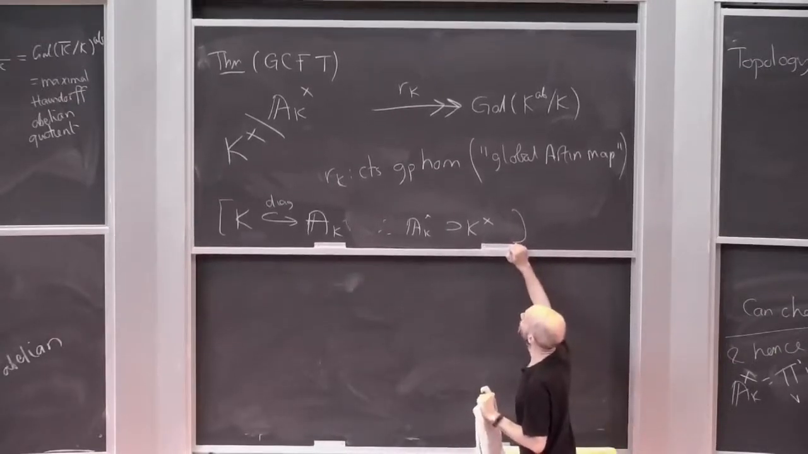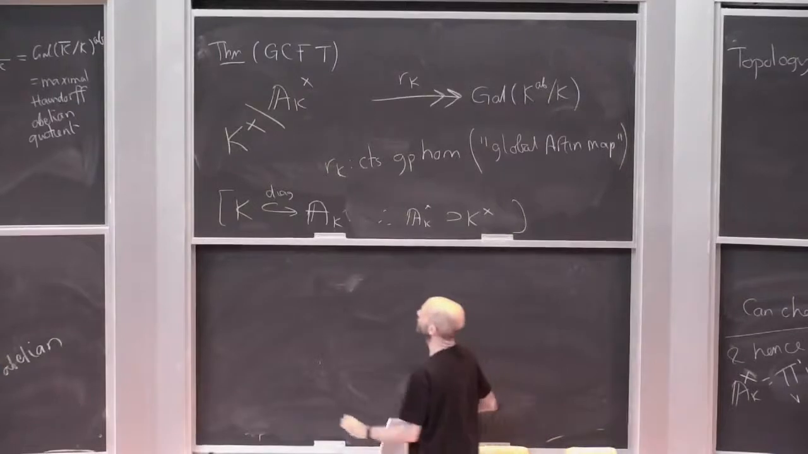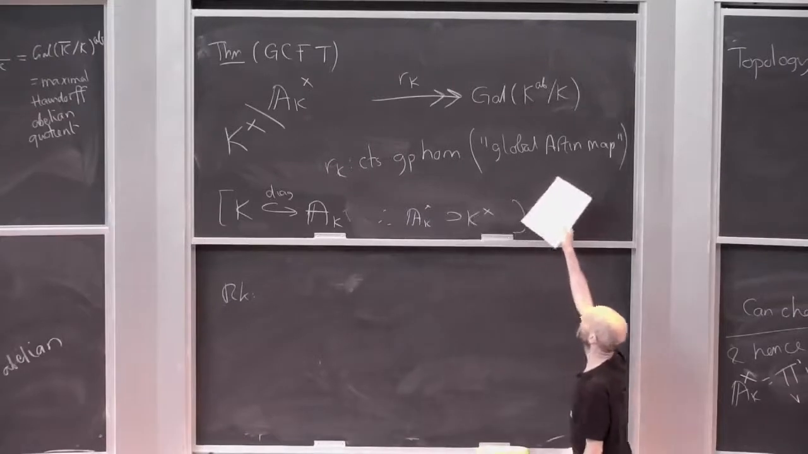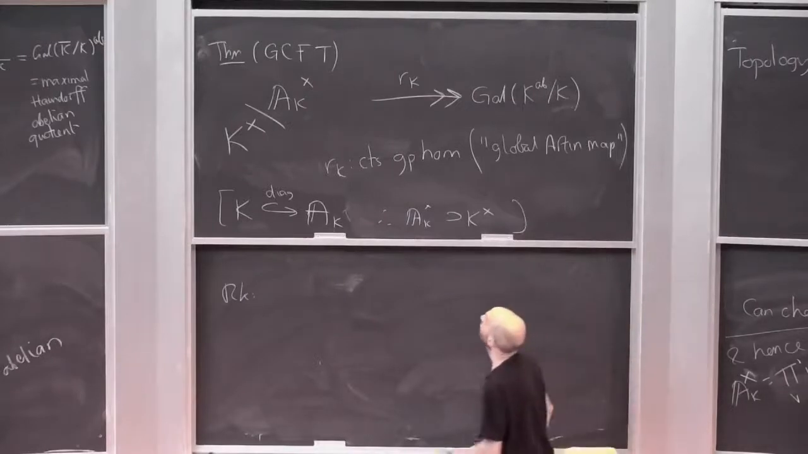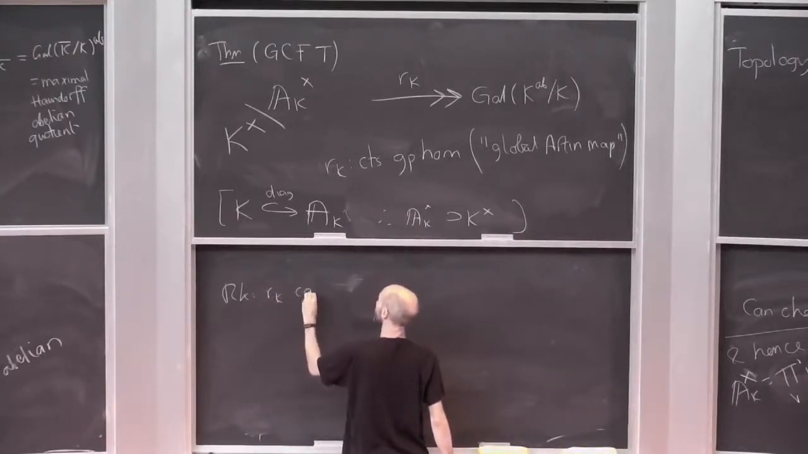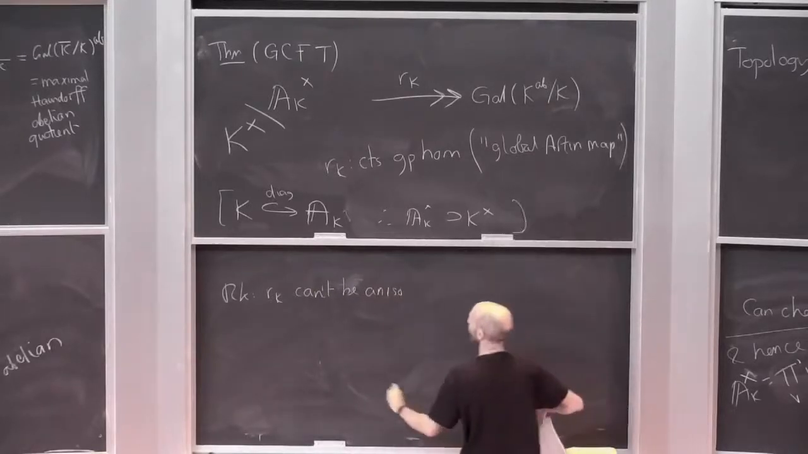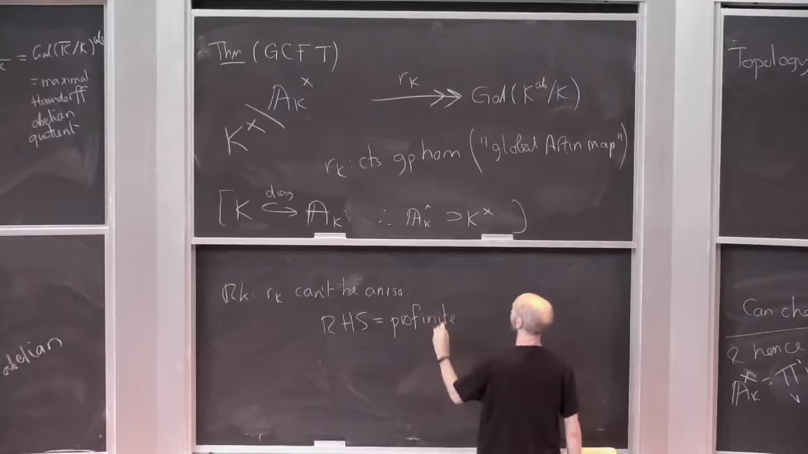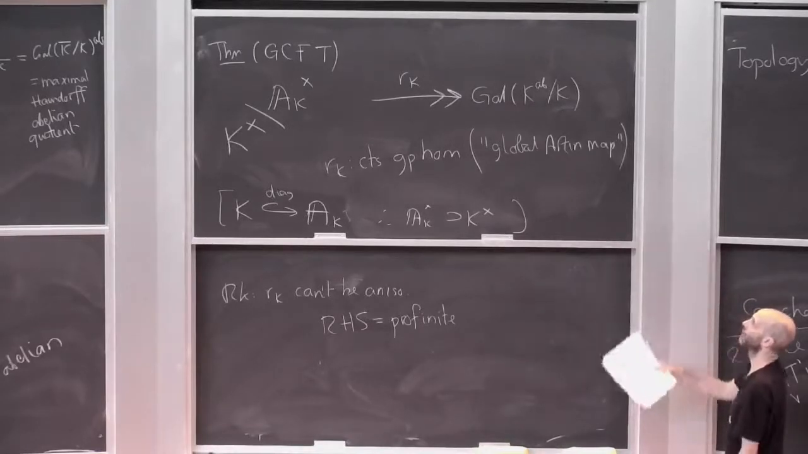So this global class field theory map R_K cannot possibly be an isomorphism because... So remark, this is version 1, this R_K, but it's not ideal because I really want to tell you what this group is, so I really need to tell you what the kernel of R_K is, right? R_K can't be an isomorphism because the right-hand side is profinite. It's a projective limit of finite groups, right? It's like Z_p, or the product over all primes p of Z_p. That's the feeling for the right-hand side.